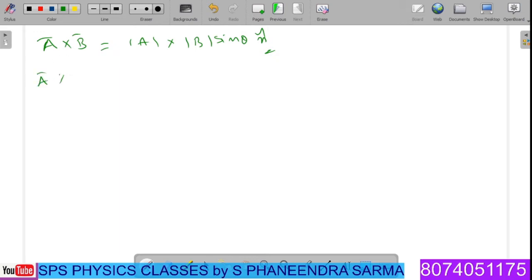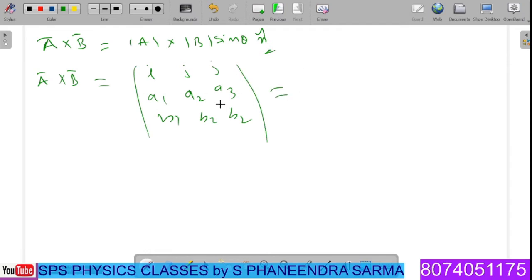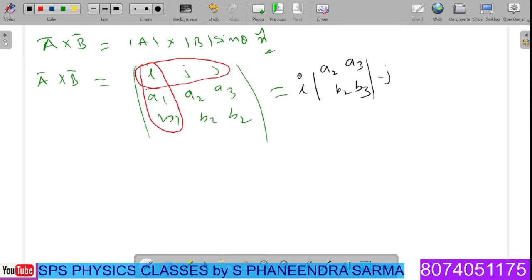How do we solve for the value of a bar cross b bar? To find the value of a bar cross b bar, we need to use a three-dimensional matrix: i j k, a1 a2 a3, b1 b2 b3. You have to take the determinant of the 3 by 3 matrix. How to do the determinant? First of all, we close the first row and first column, like this. For the remaining entries you take the determinant. So you take i times the modulus of a2 a3 b2 b3.